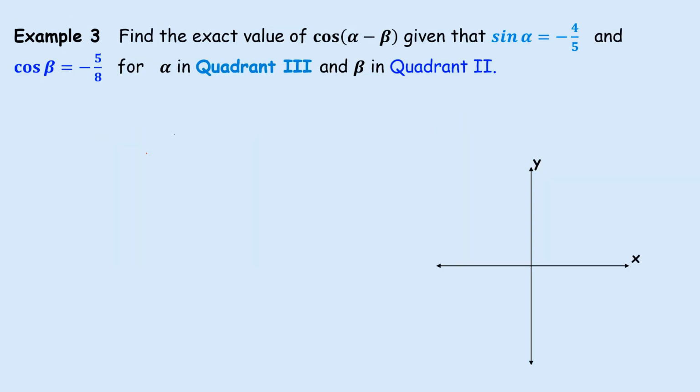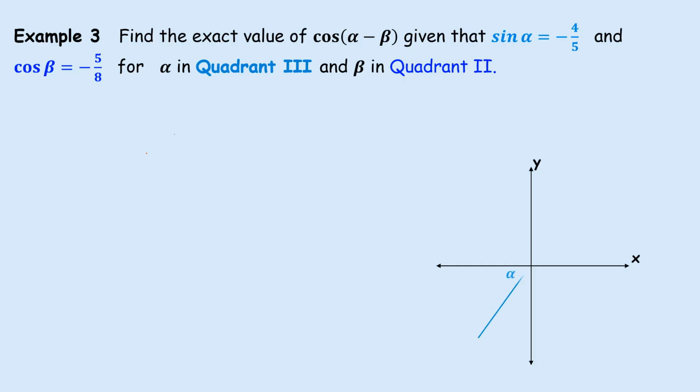All right, example 3, find the exact value of cosine alpha minus beta, given that sine alpha is negative 4/5 and cosine beta is negative 5/8 for alpha in the third quadrant and beta in quadrant 2. Okay, that's a lot of information. That's a lot of stipulations that we have to deal with. So the first thing we're going to do is figure out where alpha and beta are in the xy plane and take a look at the triangles that represent the sides that go with that angle.